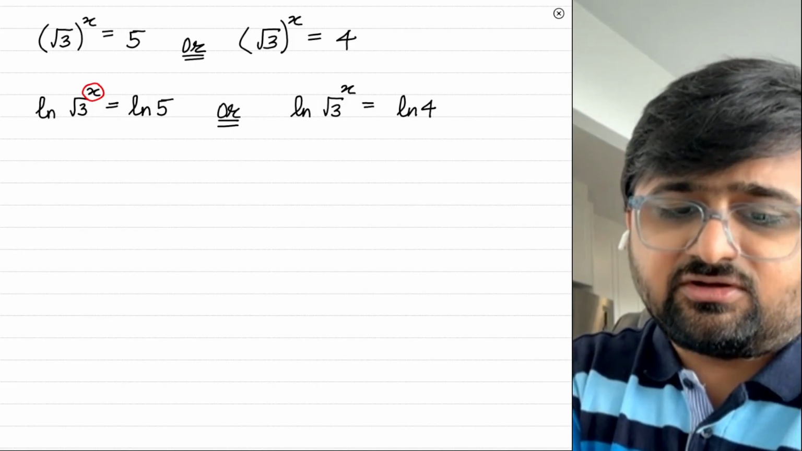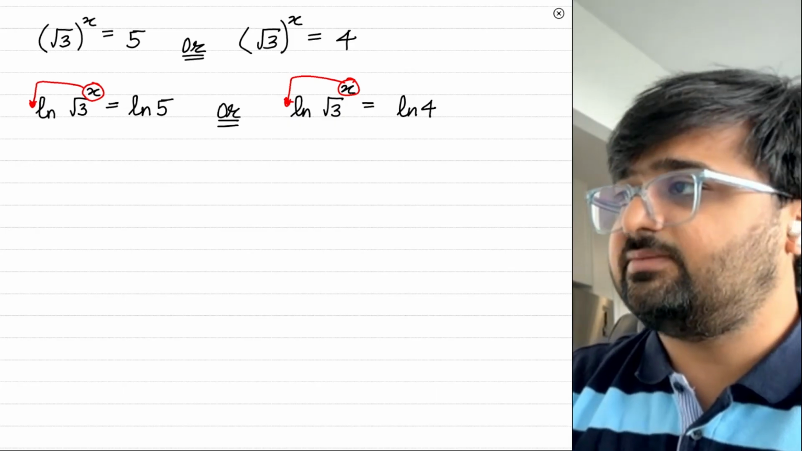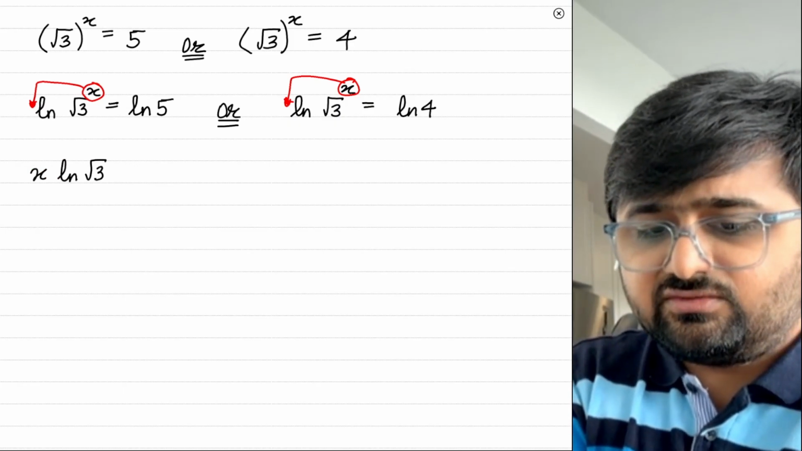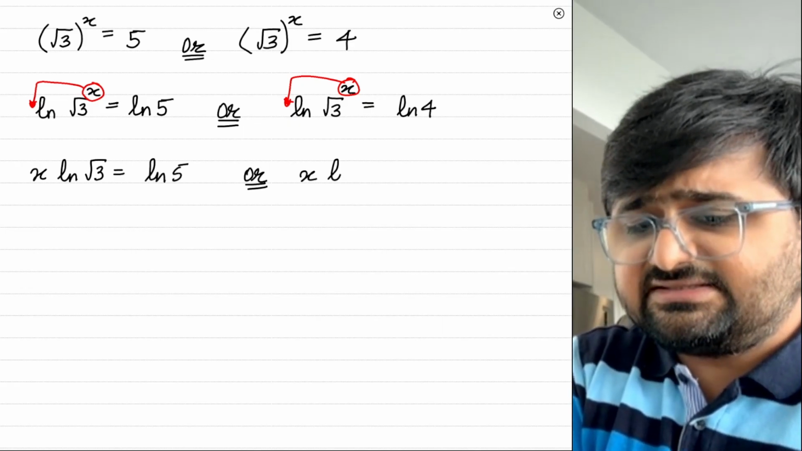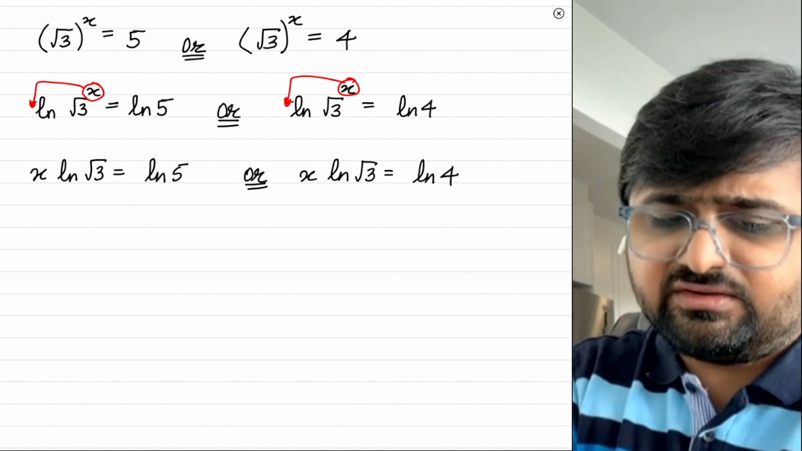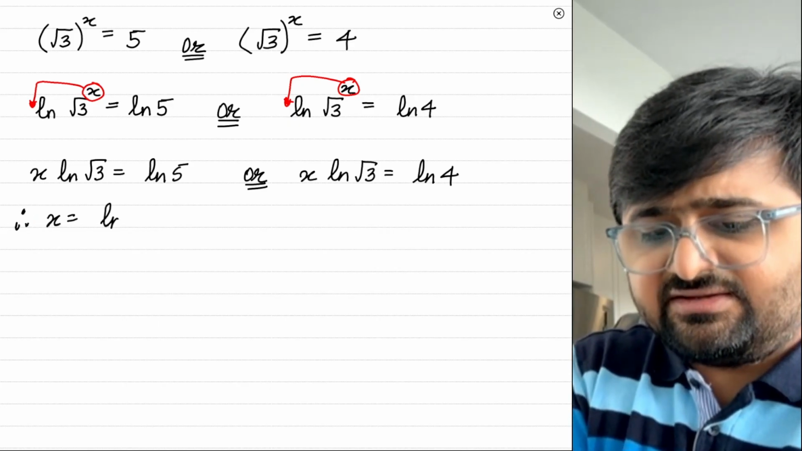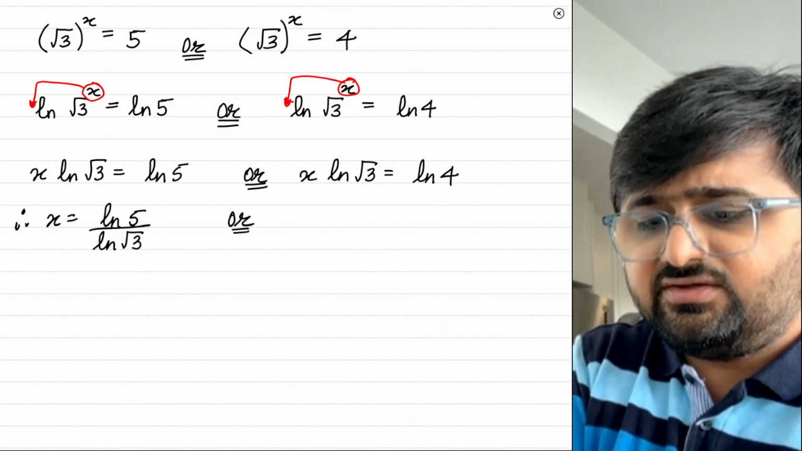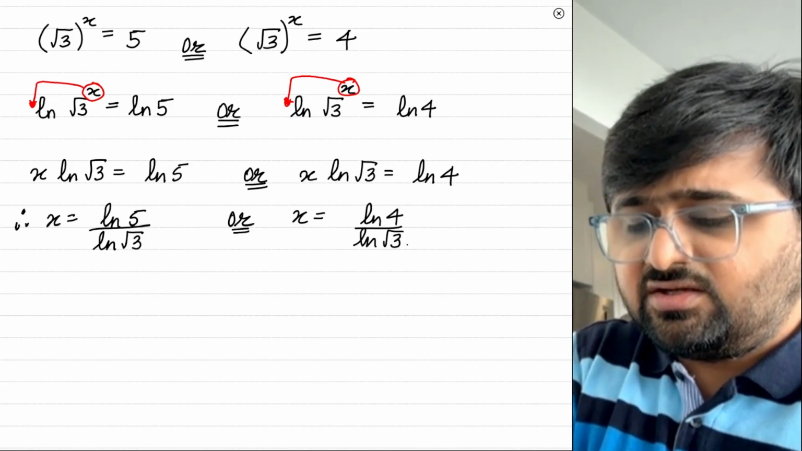Using the properties of the log, that x can be brought down over here, even over here, you can bring down that x using the properties of the log. So we have x ln root 3 is equal to ln 5, or x ln root 3 is equal to ln 4. Now, pretty easily, you can get, therefore, the value of x is ln 5 divided by ln root 3, or you have x is equal to ln 4 divided by ln root 3.